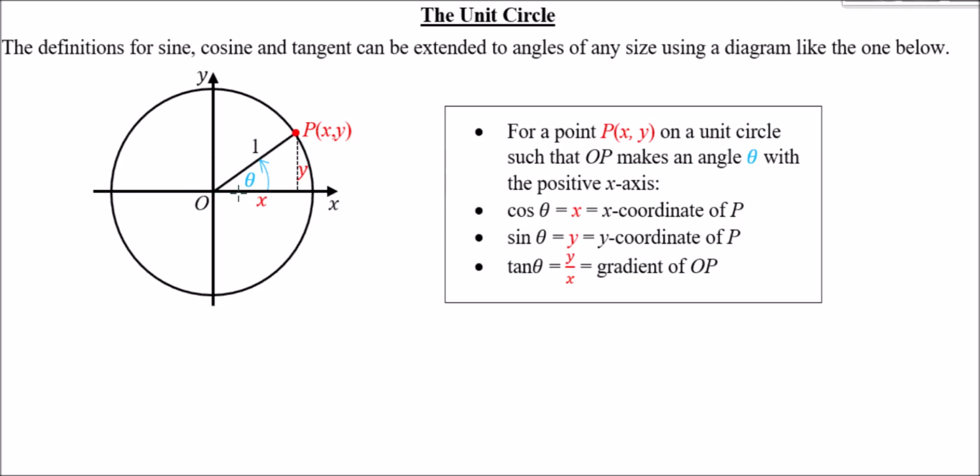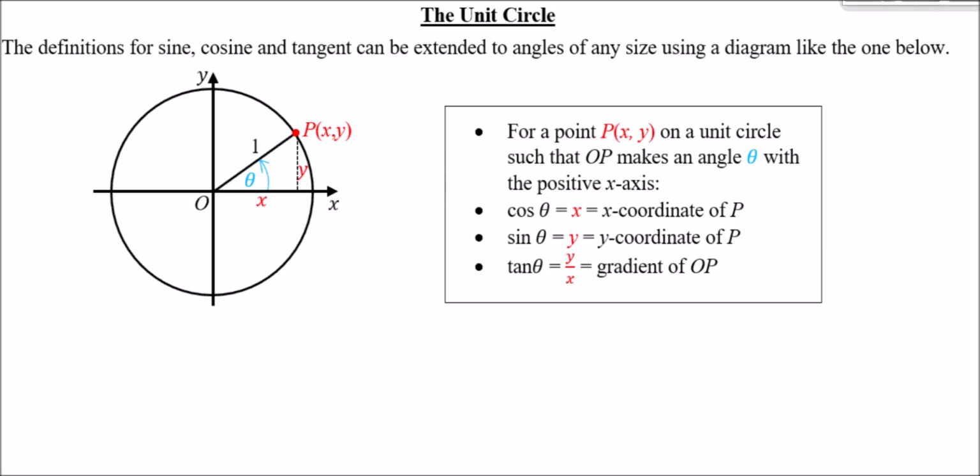So we can actually define cos theta as the x-coordinate on the unit circle for any point P, and sine theta can be defined as the y-coordinate of P, where P is any point on the circumference of the unit circle. And more than that, we can even define tan as the gradient of the line from O to P. So tan theta is the gradient of OP, which is the change in y divided by the change in x. In other words, tan theta is y over x, which, like I've said, is the gradient of OP.